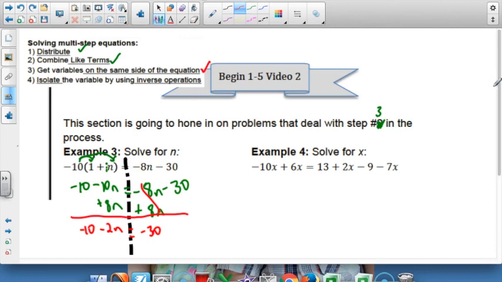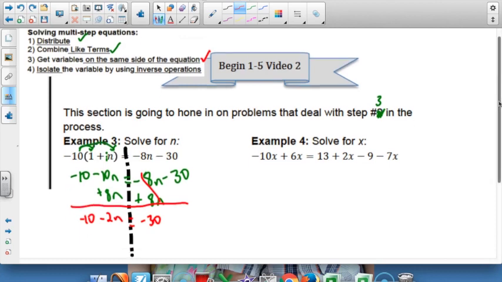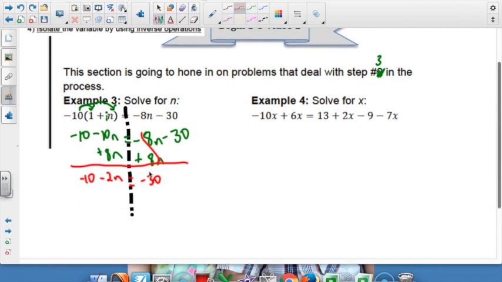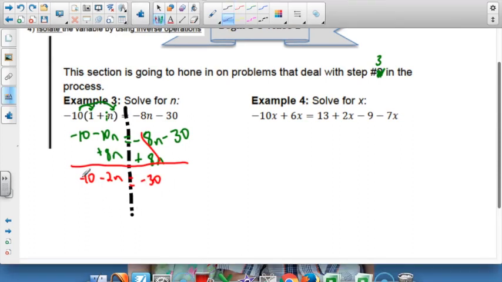Now at this point, I can say that the first 3 steps are done. That last step says isolate the variables using inverse operations. You'll notice now that this just looks like a 2-step equation. So I'm going to treat it just like a 2-step equation. I'm going to move the constant, which means this is a -10, so I'm going to add 10 to both sides. -10 plus 10 is 0. That was the whole point of adding 10. That leaves me with just -2n. And over here, -30 plus 10 is -20.